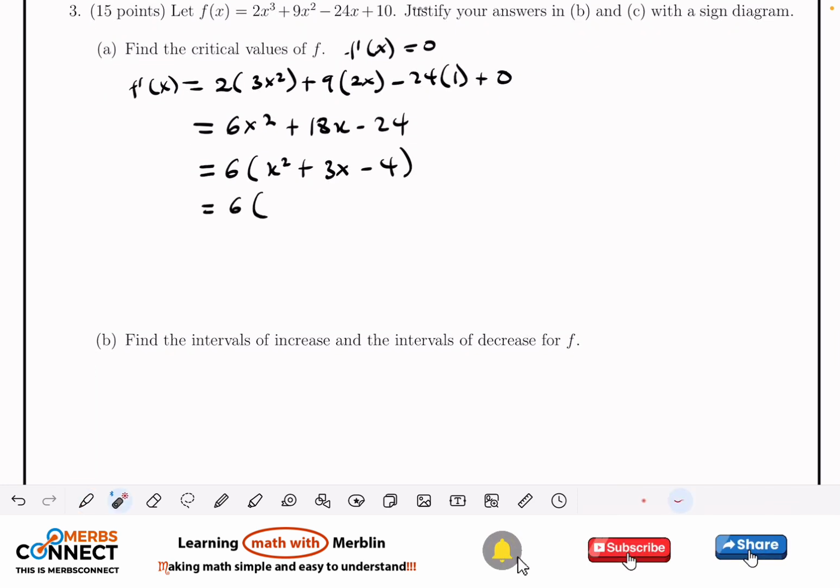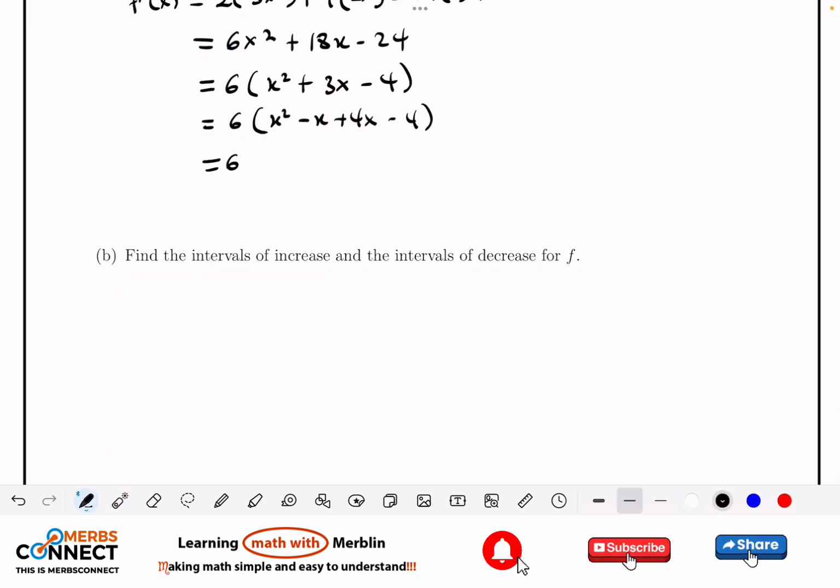So now let's find the factors. Factors of 4 will be 1, 2, and 4 itself, but we can use 1 and 4 to give us this. So what you are going to do is this is the same as x squared minus x plus 4x minus 4. So minus 1 times 4 is going to give us this. Then minus 1x plus 4x is going to give us 3x. So now we can write this one as 6. And then when I factor x out, this one will be x minus 1. Plus here, when I factor 4 out, I'll have x minus 1.